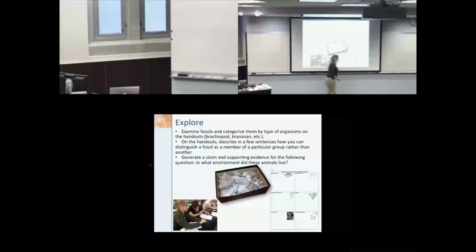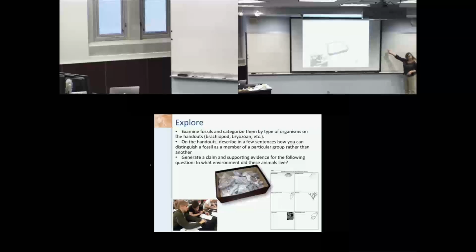So on the board, you could write the different hypotheses. So our different claims are, we have ocean, or we have beach, or we have river. And then underneath there, we can put the different lines of evidence.